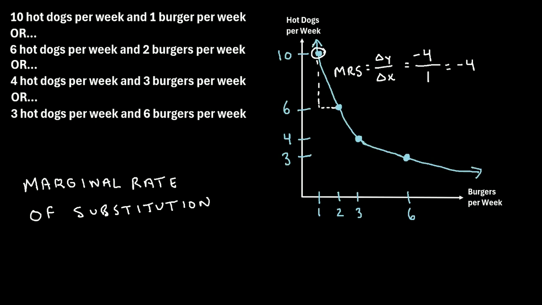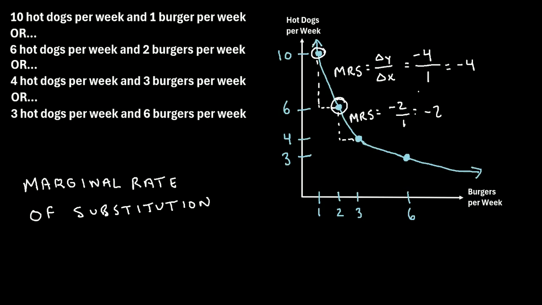And what this tells us is that at this point on the indifference curve, we're willing to give up 4 hot dogs per week just to gain 1 burger per week. And what's interesting is that if we repeat this process, so let's say now we're at this combination of 6 hot dogs per week and 2 burgers per week, now what are we willing to give up to get an additional burger per week? So moving from this point on the indifference curve to this point, our marginal rate of substitution is the change in the y is we're going down by 2 units, and the change in the x, we're increasing by 1 unit. So that's -2 over 1, which is just -2.